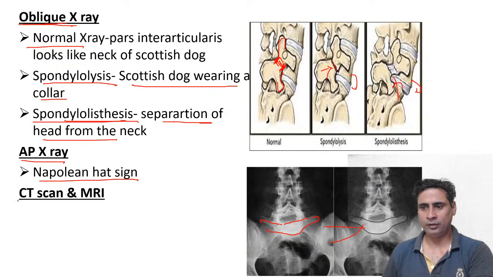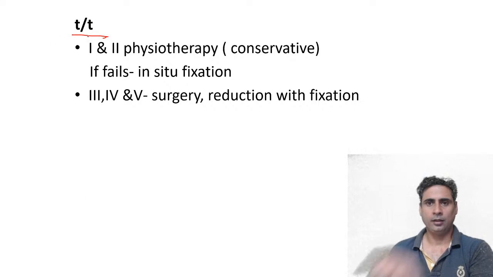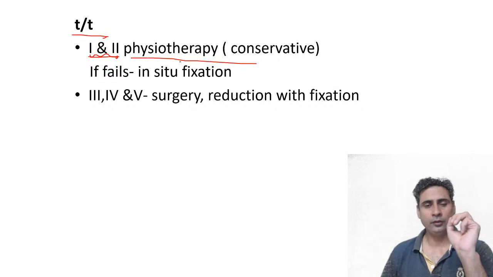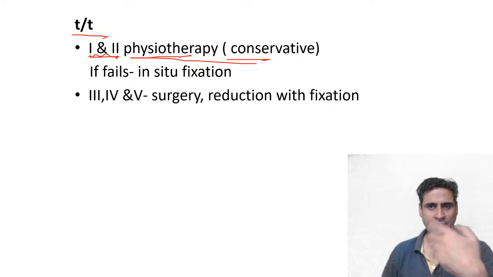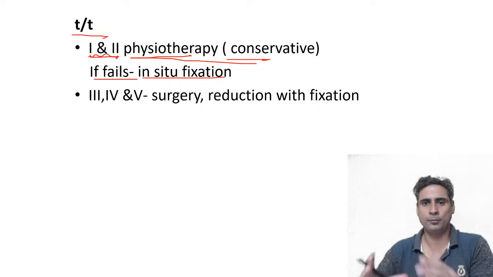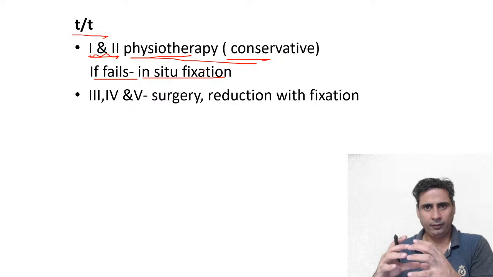And to confirm the diagnosis, you can go ahead with CT scan and MRI. Treatment, we have discussed on lateral X-ray. We divide spondylolisthesis into 5 grades. Type 1 and 2 we usually treat conservatively with physiotherapy. If the patient is improving, we carry on. If not, then we will do in situ fixation of that particular area of the spine.